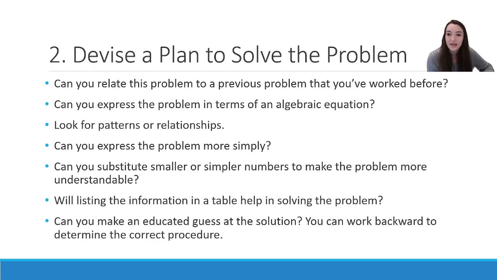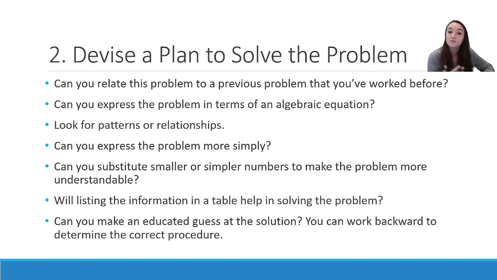Now, next is we devise a plan to solve the problem. So this is only the planning stage. Don't just go straight into it, but take some time to think about what options do we have, and there may be more than one. So ask these questions of yourself. Can you relate this problem to a previous problem that you've worked on before? It's not going to be exactly like a previous problem, most likely, but it will probably relate to something you've done in the past, at least if it's something in this class.